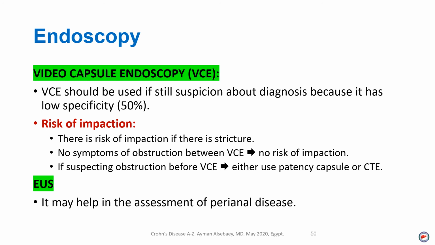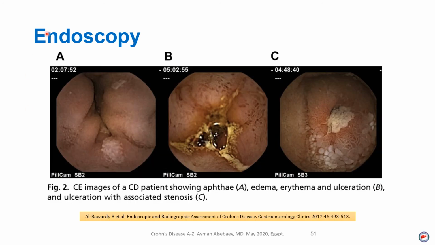Or you can use what is called patency capsule. Patency capsule is a capsule which disintegrates after a certain point of time. So if it is impacted, it will disintegrate and so it will not harm the patient. Okay? The role of EUS is used till now only for assessment of the perianal disease. These photos are taken from video capsule, and you can see here edema, erythema, and ulcerations, and of course you will find that there is some sort of stenosis here.